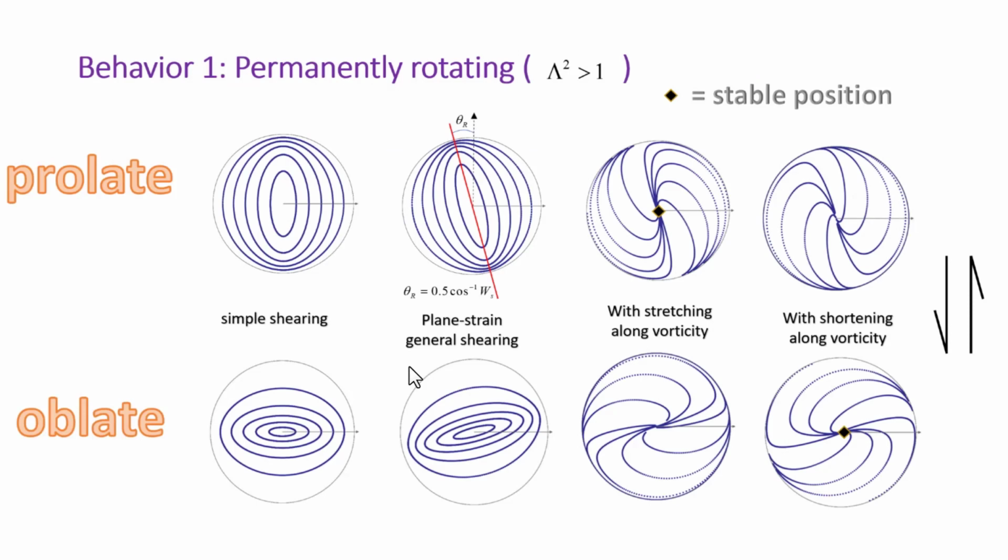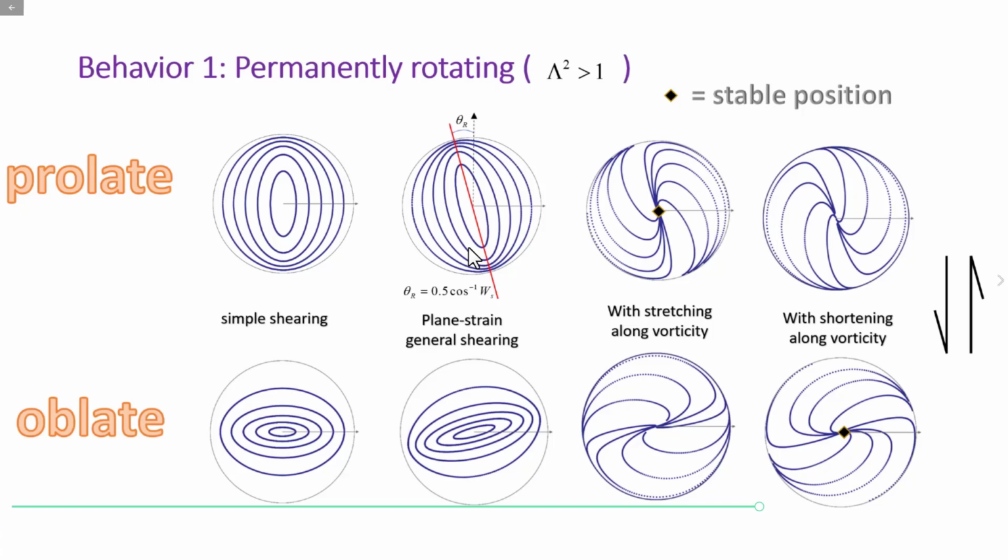Let us now investigate the behaviors of spheroids in monoclinic flows in more detail. The detailed solution of the differential equation is given in the lecture notes. The important point is that we do have three different behaviors. Behavior 1: the object will keep rotating if lambda squared is greater than 1. In that situation, in simple shear or in plane strain general shear, prolate objects will rotate periodically, and their paths are these ellipsoidal paths.